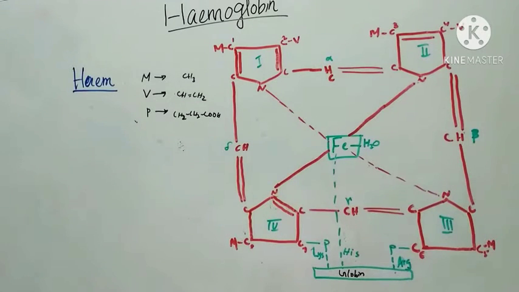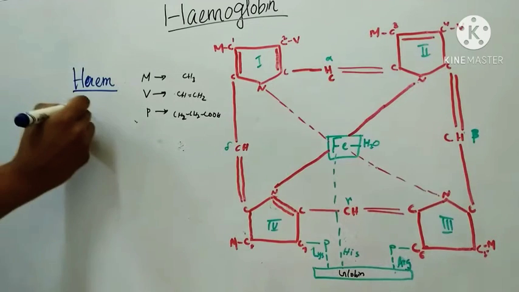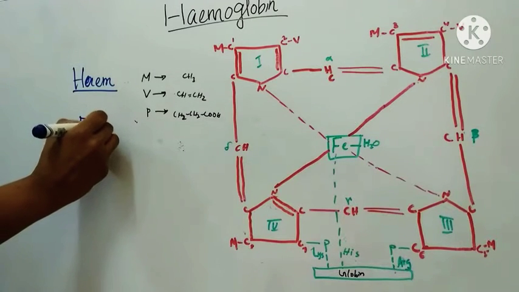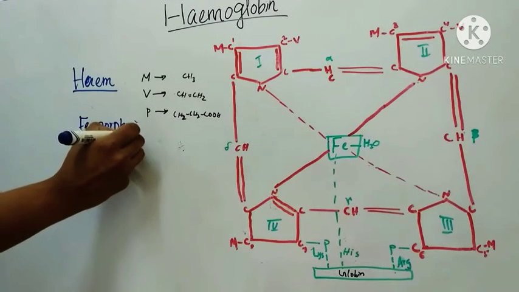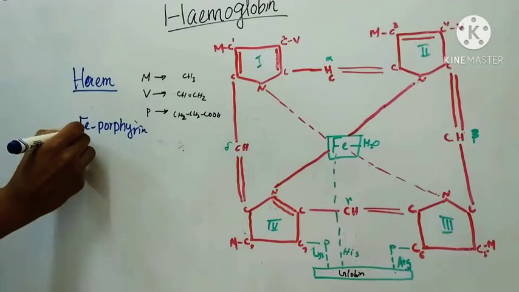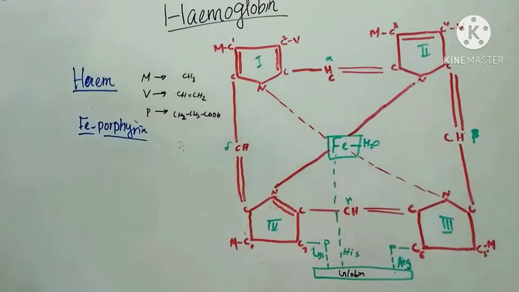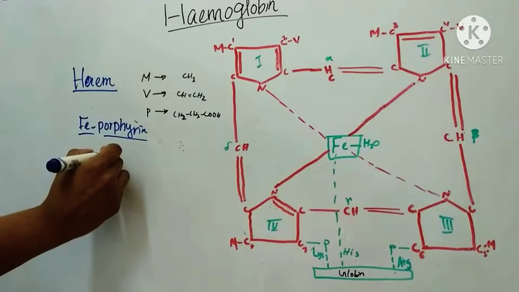Coming to heme, heme is an iron porphyrin compound. That means it contains iron and porphyrin. So what is the porphyrin? Porphyrins are complex compounds with a tetrapyrrole structure. This is the pyrrole ring.